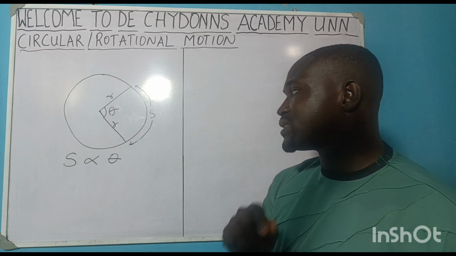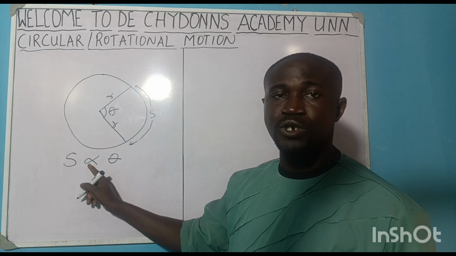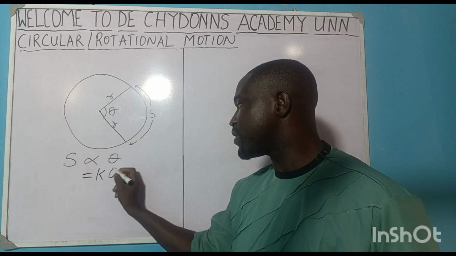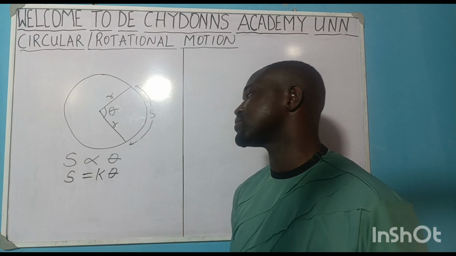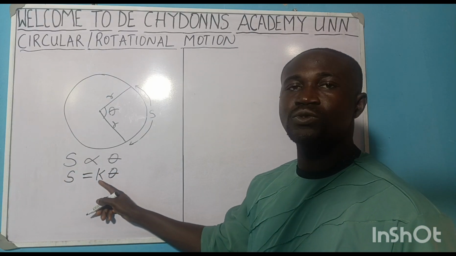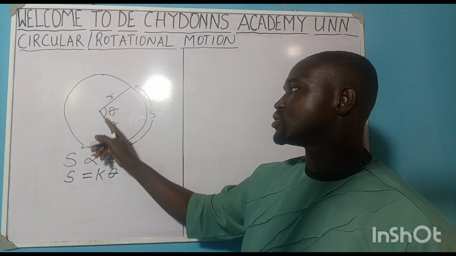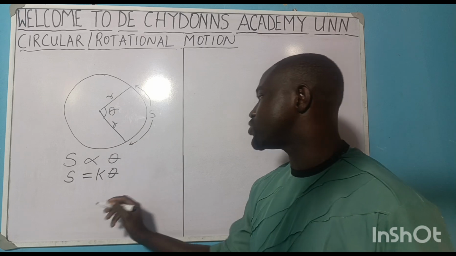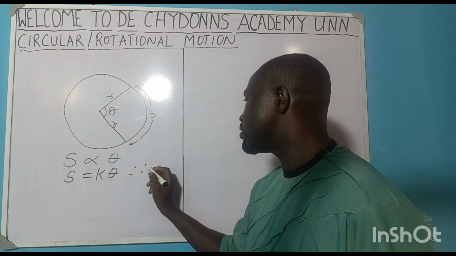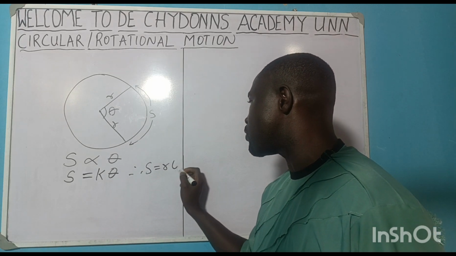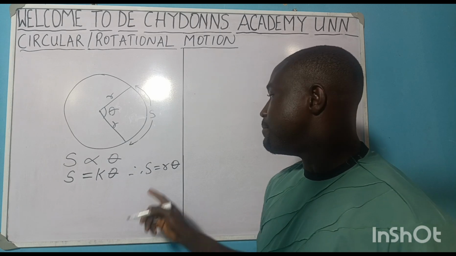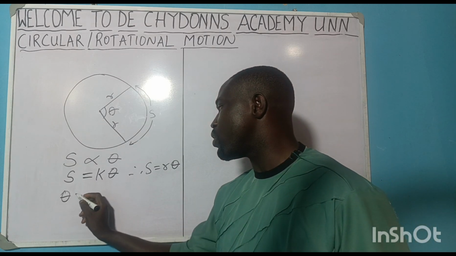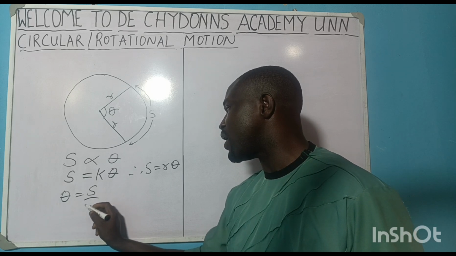Now, we also say again that the sign of proportionality is the same thing with equals to K. So we have K theta equals to S. What is the constant we are talking about? It is the radius. Radius is always constant in this circle. Are you getting it? And so we will be having S equals to R theta. Making theta subject of the formula, theta will be equals to S over R.